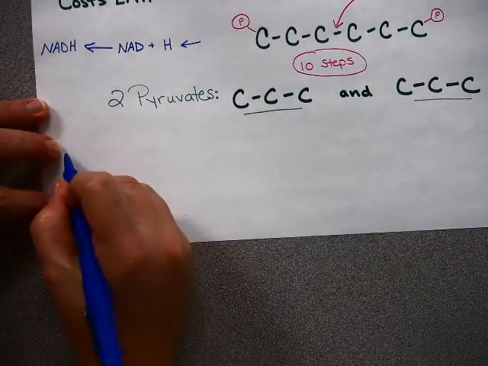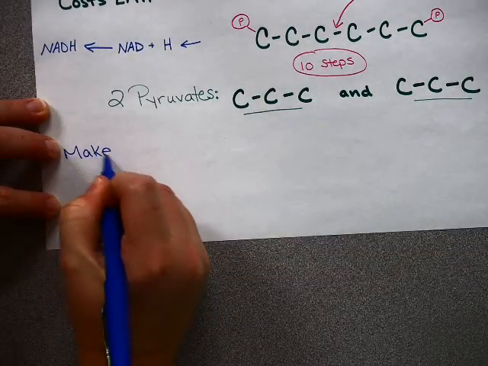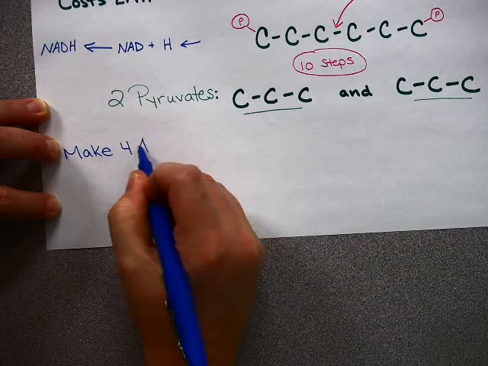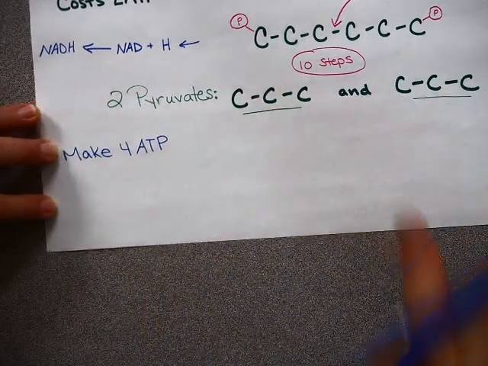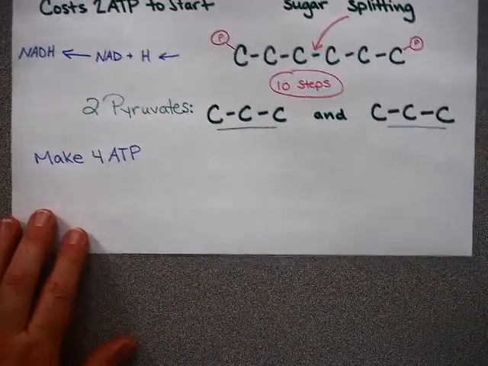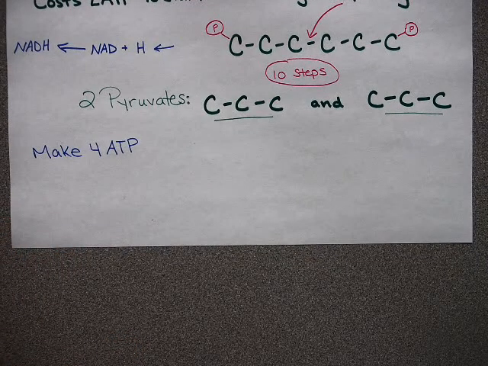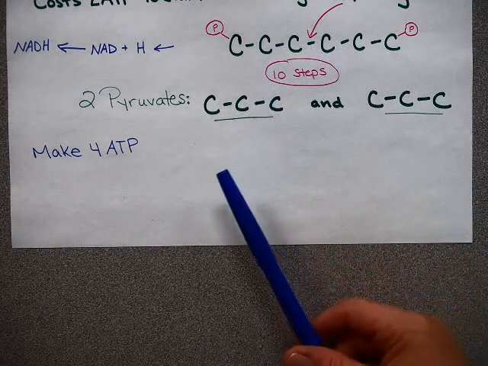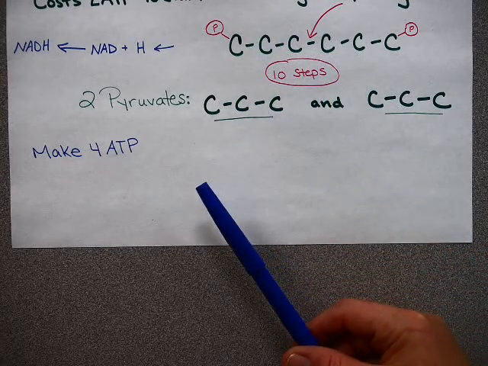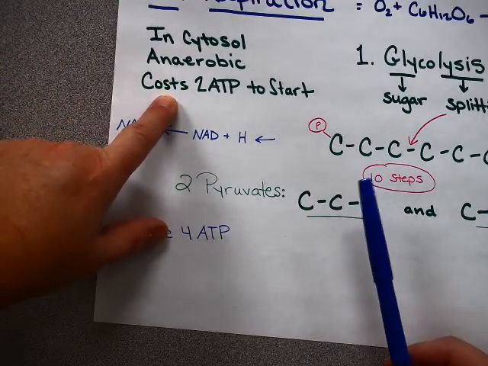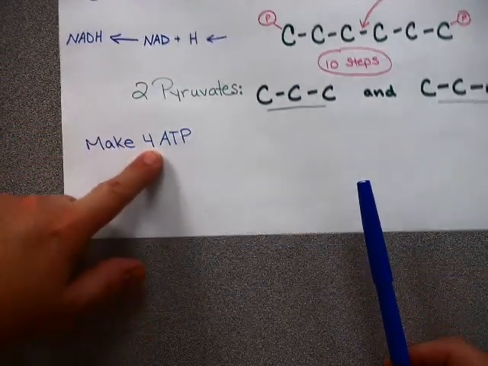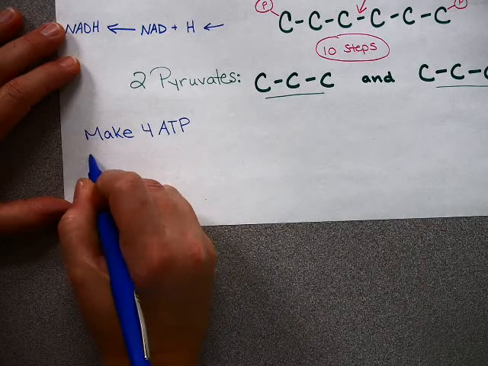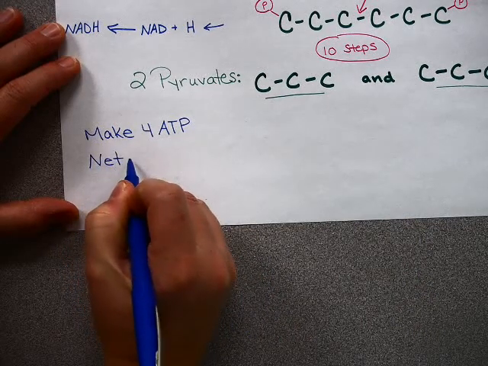We are also going to make 4 ATP off of this. Some of the reactions that are made, ADP gets phosphorylated, and we make 4 of those, even from just doing all of these steps of these chemical reactions in here. We make 4, but however, it cost us 2 to get started. We make 4, so how many do we net at this point? 2.